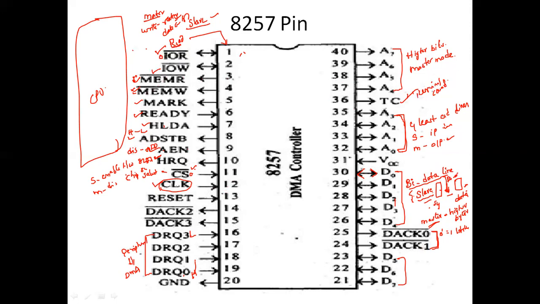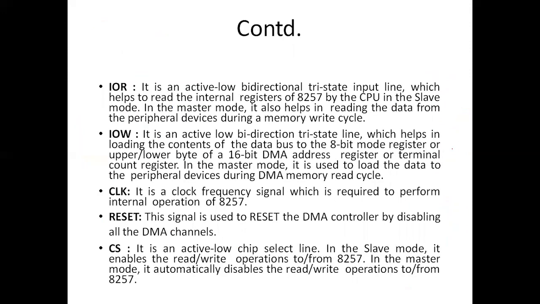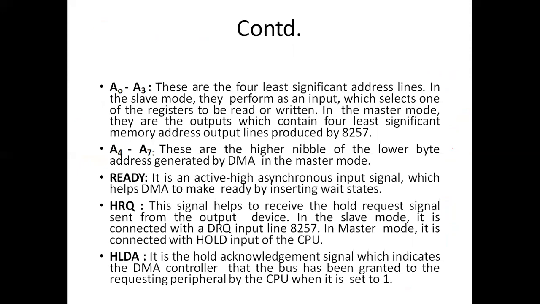And ground is the ground, and VCC is the power supply which is given to the microprocessor in order to work. So this is how the pin diagram of 8257 is. This is the brief introduction regarding the 8257 pin diagram, and you will have the theory of each and every pin in detail over here. You can study it later, fine.